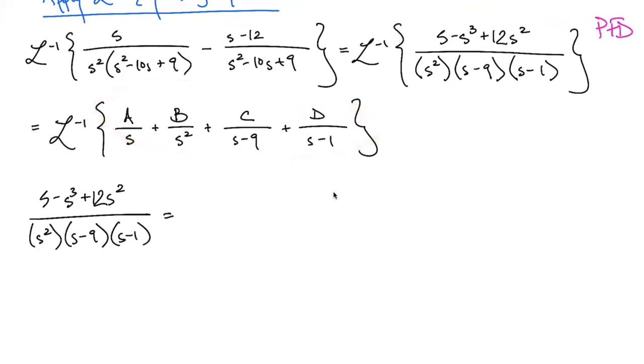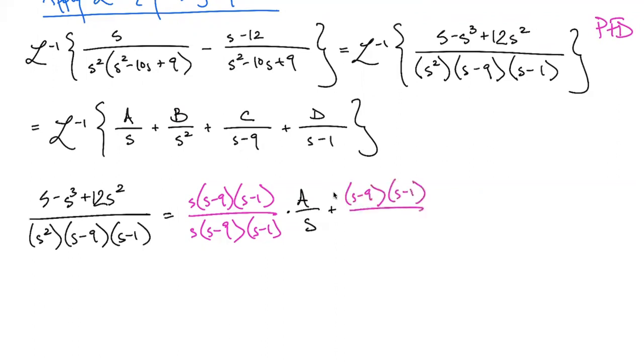And so when we build out that common denominator, the first one I'm going to need to multiply by s minus 9, s minus 1. When I multiply that by A over s, now I will have a common denominator there. I'm going to multiply the second one just by the s minus 9 and the s minus 1 because it already has an s squared. So B over s squared. Okay.